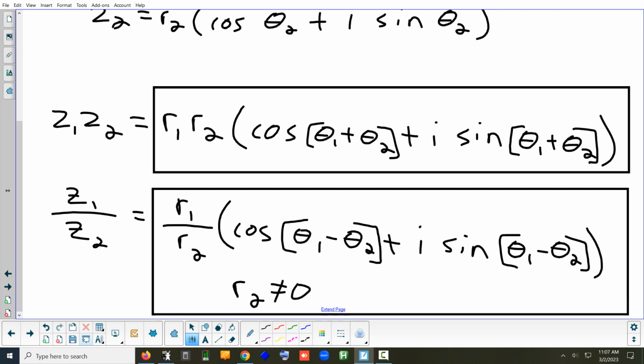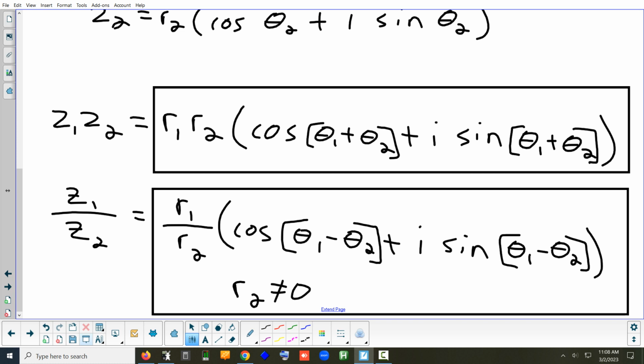Now, of course, when we do division, you can't divide by 0. So R2 would never be 0. This formula takes the place of everything that we just did on the other page. Now, the key is your numbers already should be in trig form to use this. If they're not in trig form, it's probably going to take longer to change to trig form, do it that way, than it would to just multiply top and bottom by the conjugate.